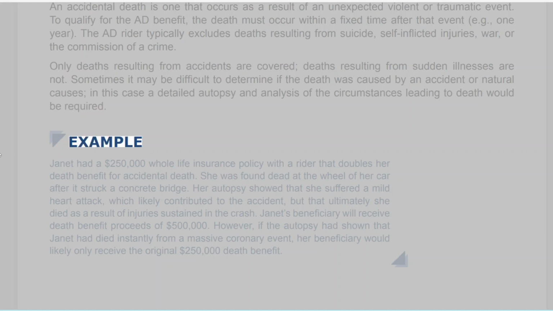Example: Janet had a $250,000 whole life insurance policy with a rider that doubles her death benefit for accidental death. She was found dead at the wheel of her car after it struck a concrete bridge. Her autopsy showed that she suffered a mild heart attack, which likely contributed to the accident, but that ultimately she died as a result of injuries sustained in the crash. Janet's beneficiary will receive death benefit proceeds of $500,000. However, if the autopsy had shown that Janet had died instantly from a massive coronary event, her beneficiary would likely only receive the original $250,000 death benefit.